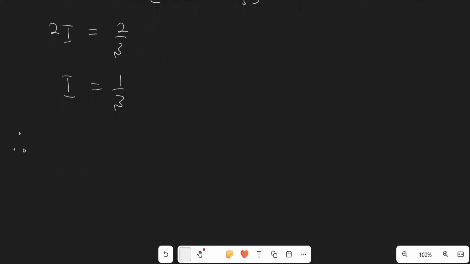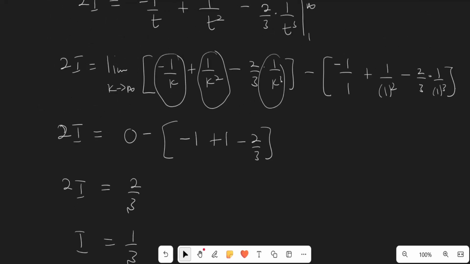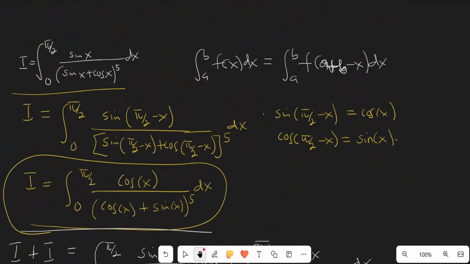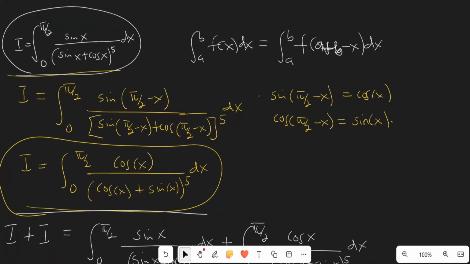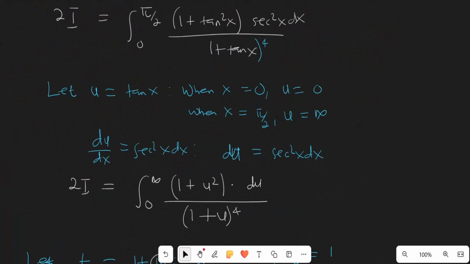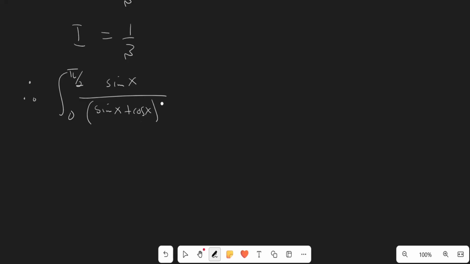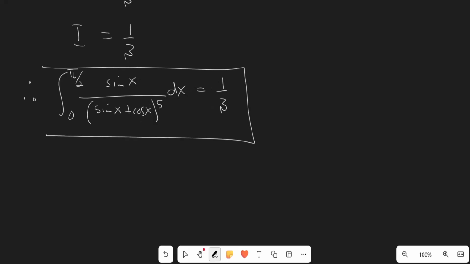Therefore, our integral I, which I can't remember. So if you go to the very top, this was our integral, from 0 to pi over 2 of sine of x all over sine of x plus cosine of x all to the power 5 dx. This is evaluating to 1 over 3. That is by utilizing the King's property and some u-substitution.